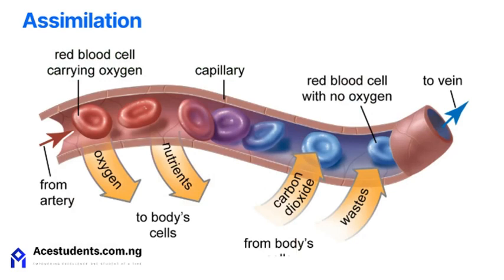Assimilation is the use of absorbed food molecules by body cells. In assimilation, absorbed nutrients are moved to the cells where they are used for various functions.